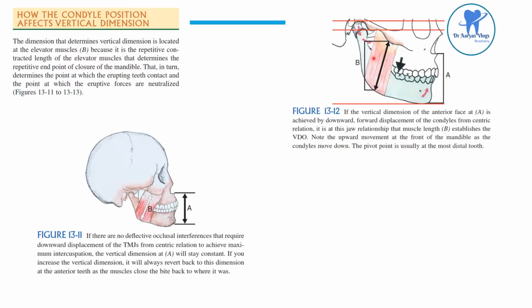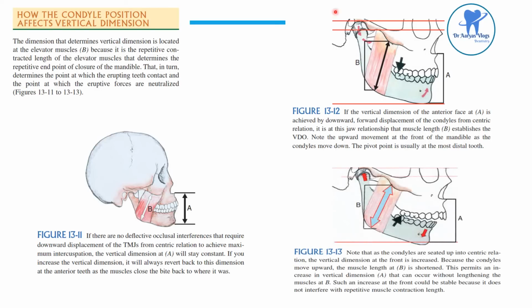Here it is the upward movement of the front of the mandible as the condyle moves down. This picture shows condyles are seated up into the centric relation. The vertical dimension at the front is increased. Because the condyles move upward, the muscle length at B is shortened.